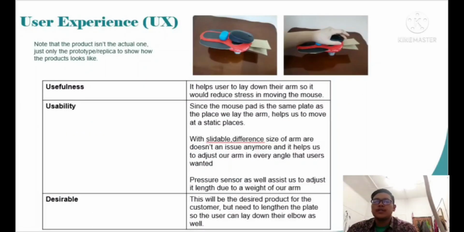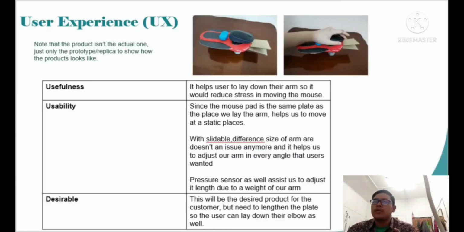For the user experience, we are going to see the perception of user experience using our product. So keep in mind that this product is not the actual one, it's not really the actual dimension that we designed, or the material that we used, it's just the prototype or replica to show what it looks like. So for this part, we are going to focus on three things in order to assess the user experience. The first one is usefulness.